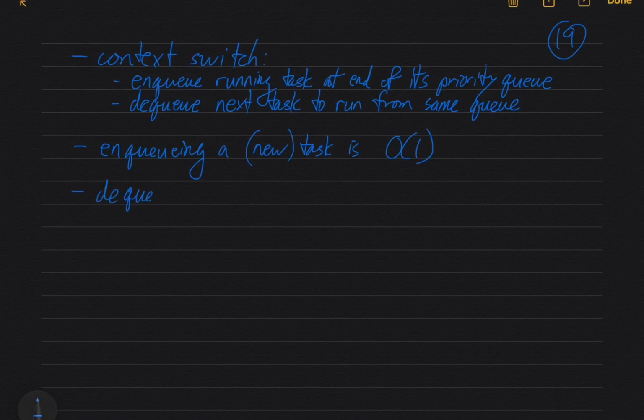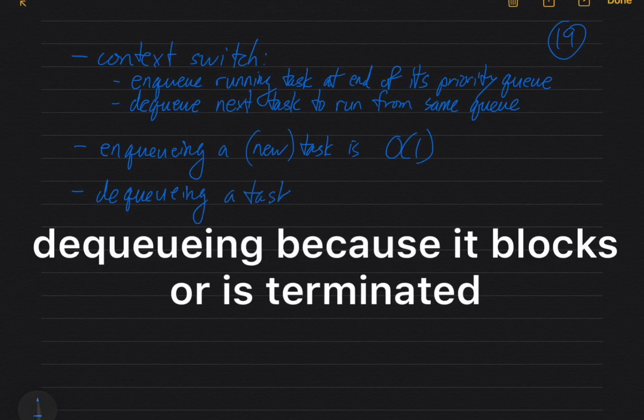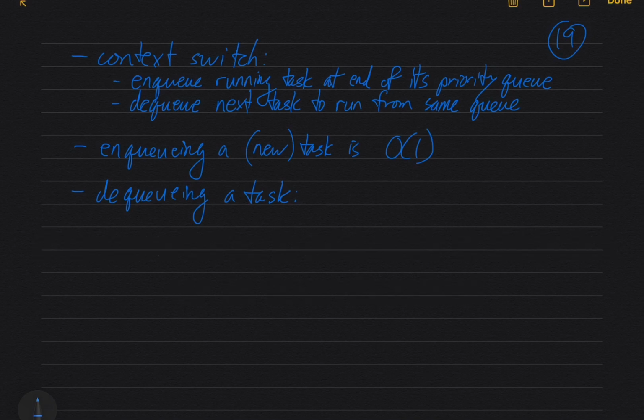Dequeuing is a bit more complex. Because let's just say that a task is terminated and you want to remove it from the queue. That's fine. It's doubly linked. You can remove it in order 1. So you can remove from the doubly linked queue, and that's going to be order 1.